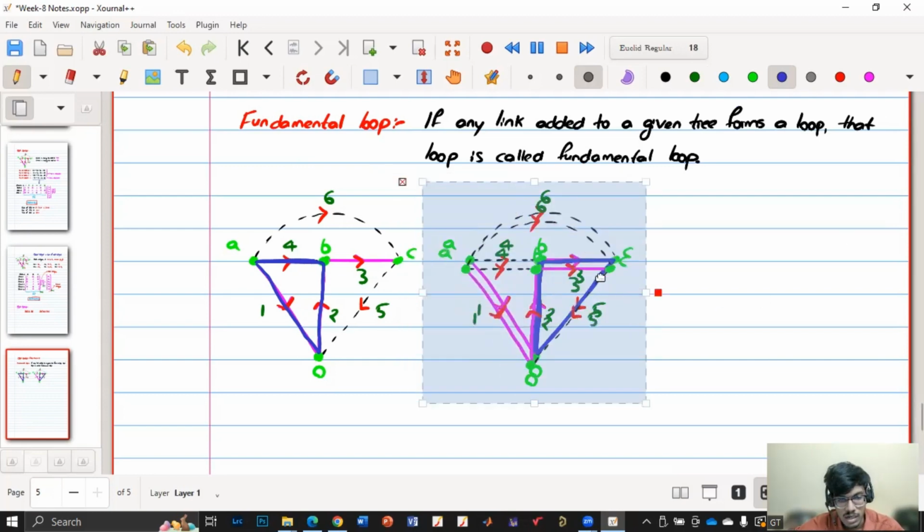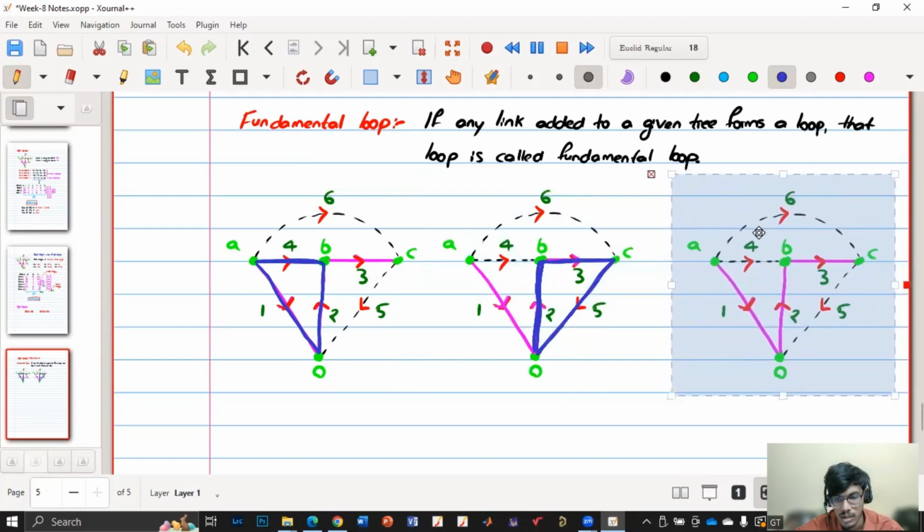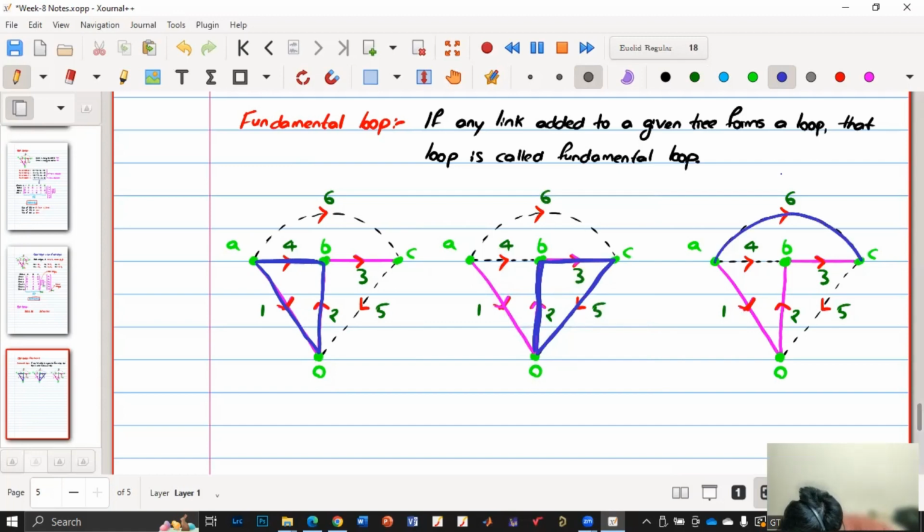Similarly, if I consider the other link, here the other link is 6. If I consider this path, then inside the tree, this loop is formed with the twigs. If such a scenario appears, then those are called fundamental loops. So we have fundamental loops obtained when you add a link, which is a branch of the co-tree. When you add any link, if it forms a loop, we call it a fundamental loop.